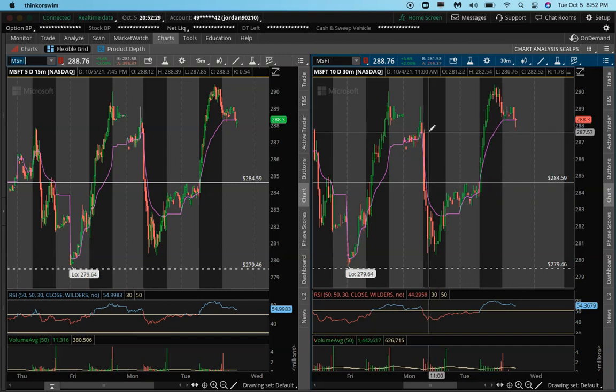This is where I would have scaled out all my size. I didn't play Microsoft personally today. This one was a great play if anyone took it though, and I'm sure some of you guys made money off it. It was pretty easy. It held VWAP the whole day. There was no reason to exit this trade, and I know it paid out very, very nicely.